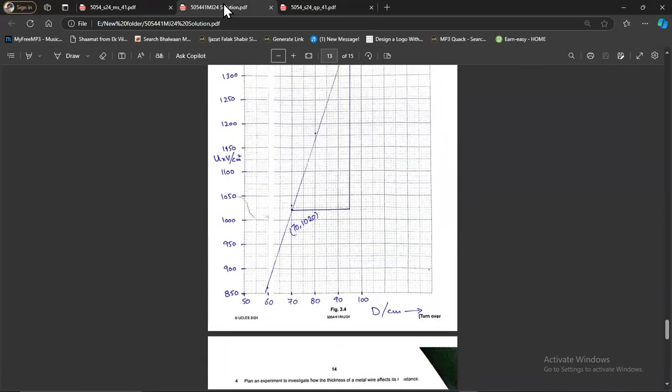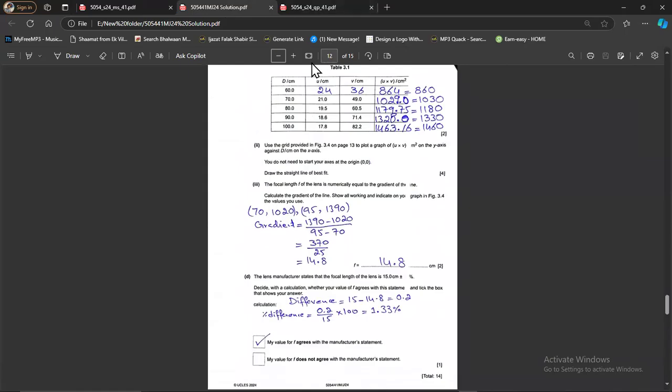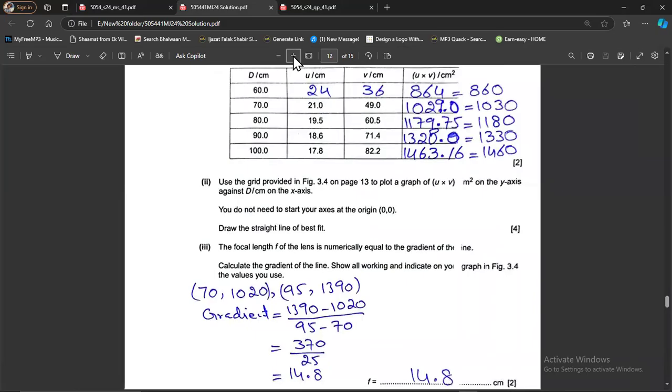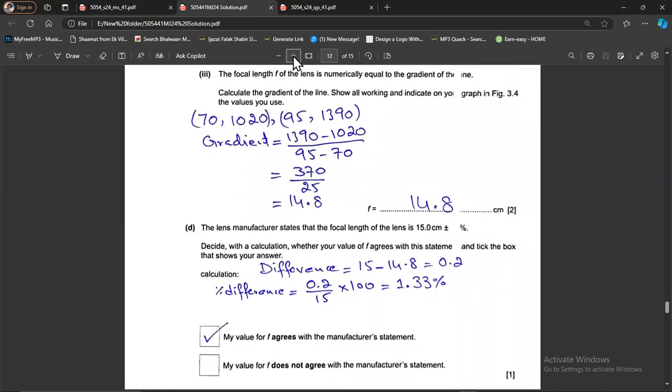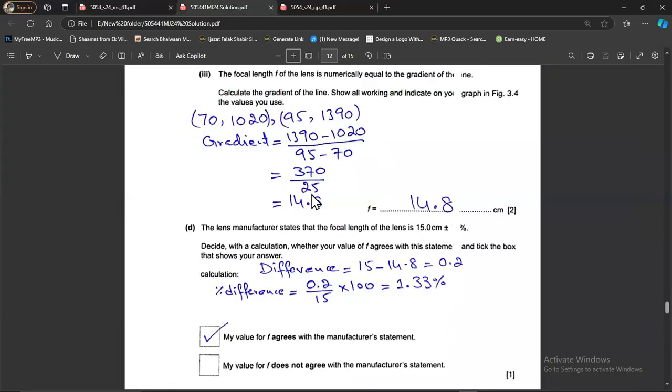Let me show you the solutions. Okay, so the gradient will be 1390 minus 1020, that is in the numerator. In the denominator, we will have 95 minus 70. So that's 370 divided by 25, and that is 14.8. So the focal length we think is 14.8. They say it will be from 14 to 17. So our answer is in this range.